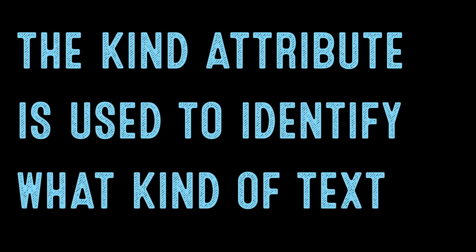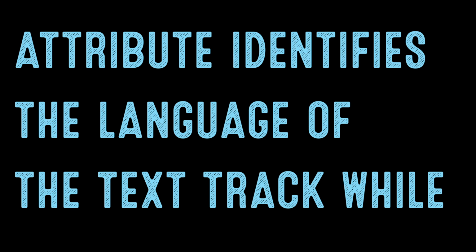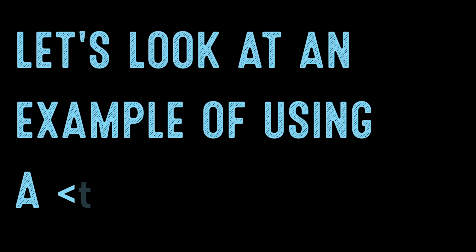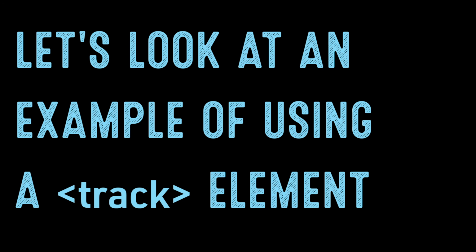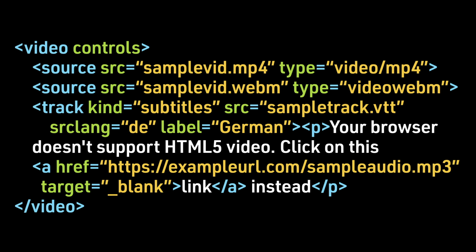The kind attribute is used to identify what kind of text track it is. For example, subtitle, caption, etc. The srclang attribute identifies the language of the text track, while the label attribute tells the user the language. Let's look at an example of using a track element in our code. The track element is inserted after two source elements within the video element.